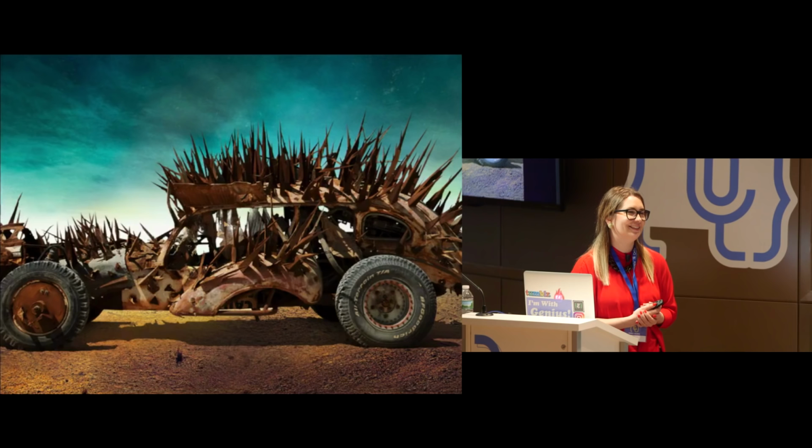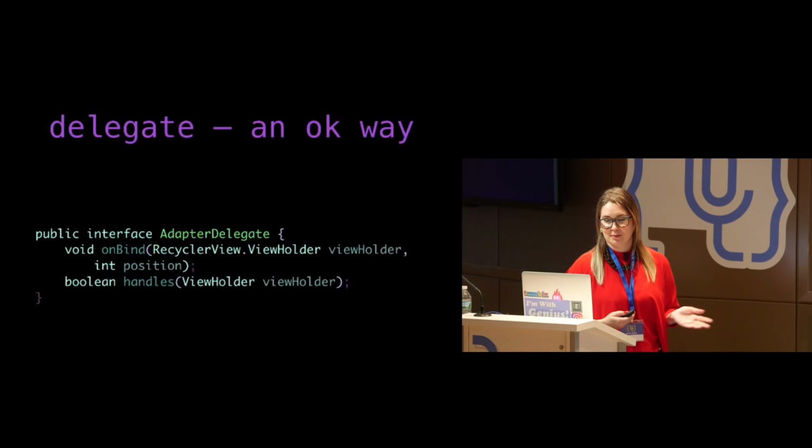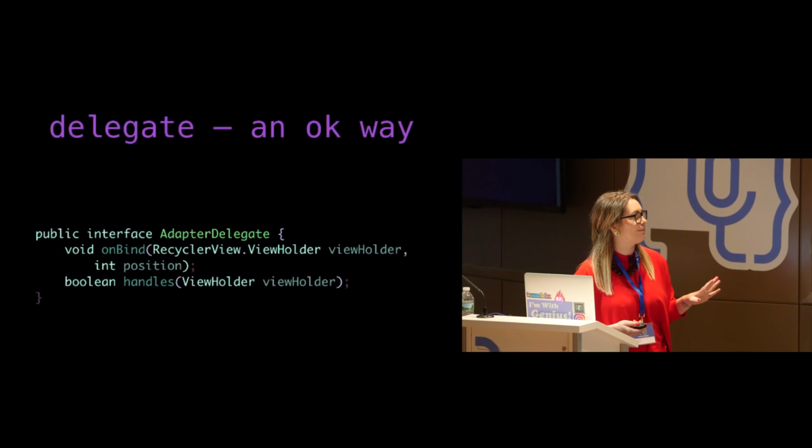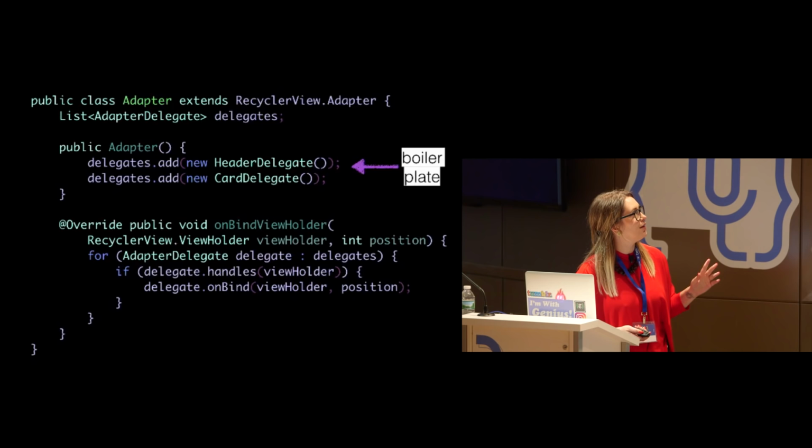So there's a better way. And the first way I ever saw this approach, which was kind of clever, was a delegate pattern, which gets some things right. You don't want the logic in the adapter. And then your adapter ends up looking something kind of like this. For every new view type, you register a delegate, and then the delegate will do all that implementation. The problem is that you need to add a new delegate for every view type, so there's still something for you to forget. And that's boilerplate you just don't need.